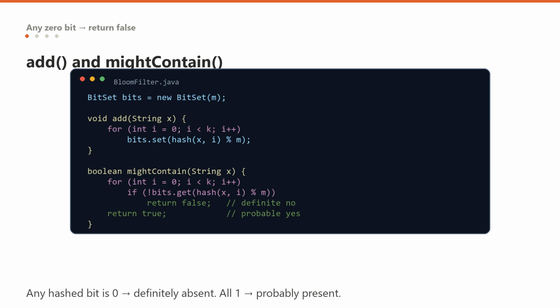A common trick, instead of k separate hash functions, you use 2 good hashes and combine them, h1 plus i times h2, to simulate k of them cheaply.